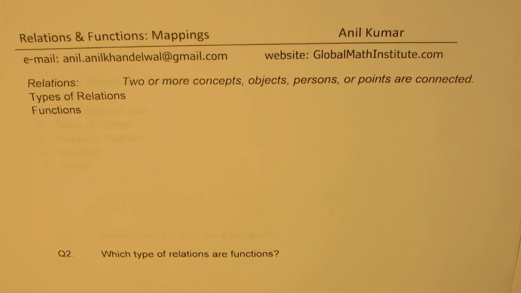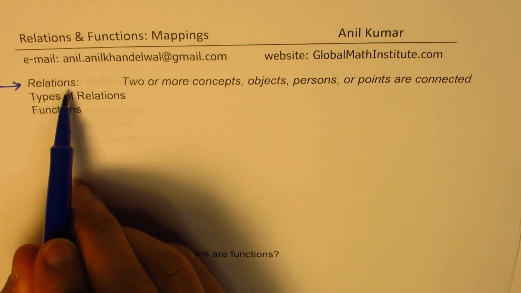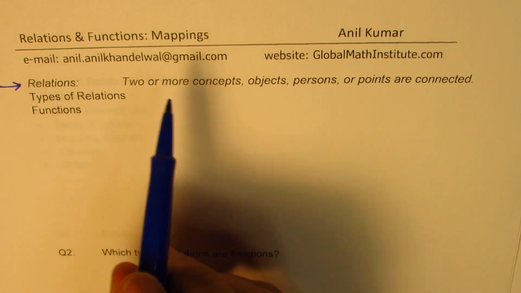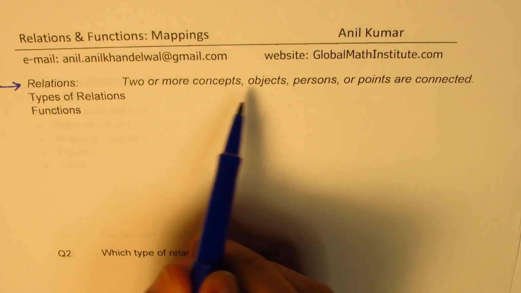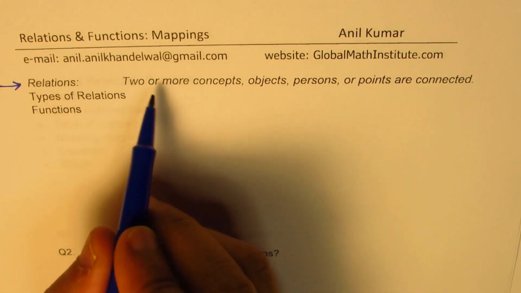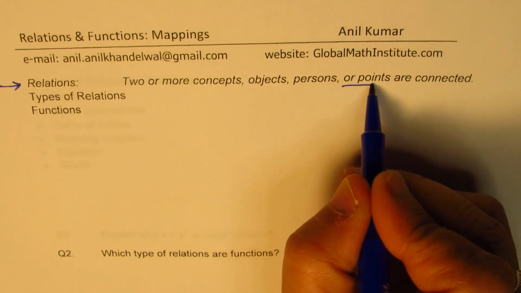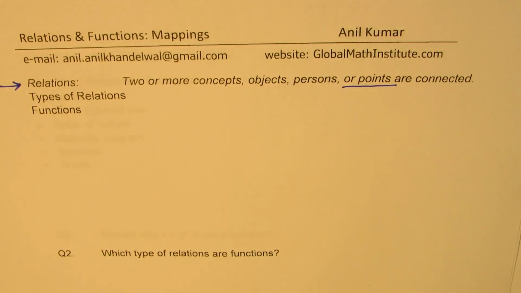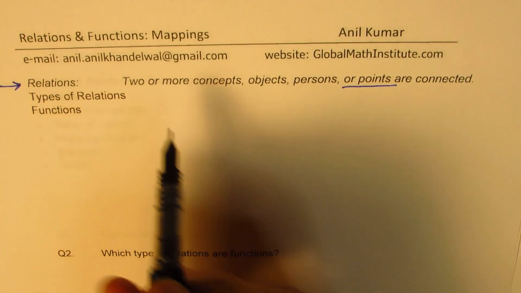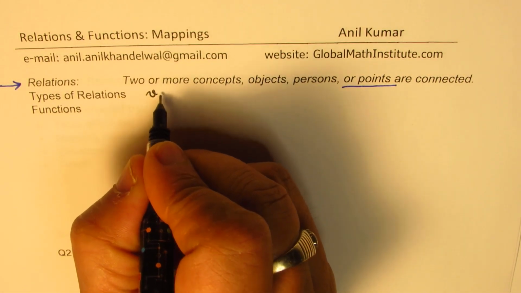So what we have learned is that everything is related, and relations basically mean two or more concepts, objects, persons, or points are connected. So when we say relations, we are actually relating objects or concepts as we did earlier. And as we move along, we'll talk more in terms of points, right? So now, as we move along, we will actually be writing the relations in the form of equations where we'll introduce variables.